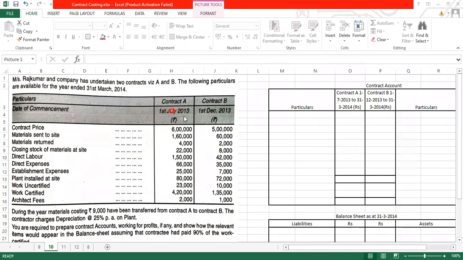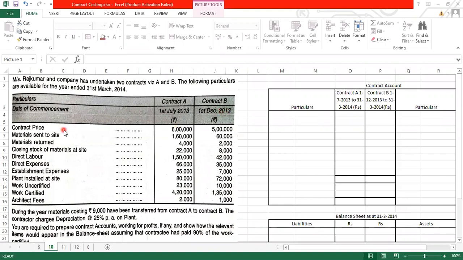Contract A is commencing from 1st of July 2013. And if our year end is 31st March 2014, how many months is contract A for? 9 months, because you have to calculate from July to March. And contract B is for 4 months, because it is starting from 1st of December. So the whole of December also will be counted, and the year end is 31st March. So contract B will be for 4 months. So 9 months for contract A and 4 months for contract B.